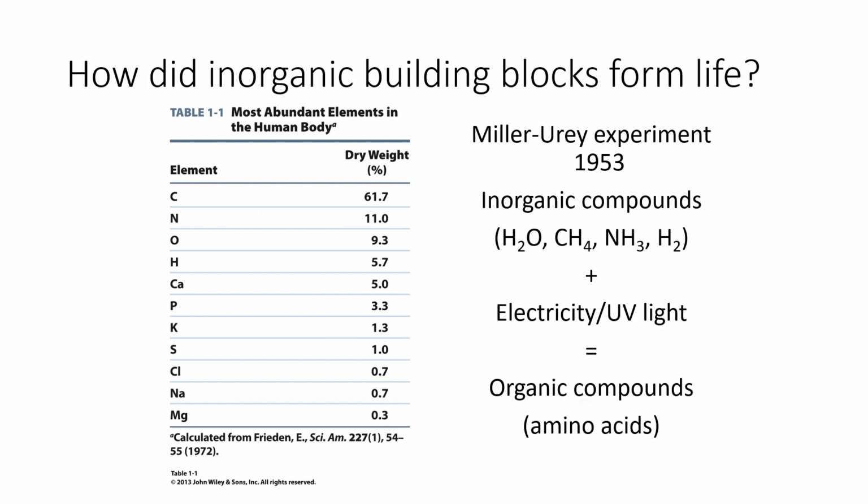So how might these inorganic building blocks that we just discussed have actually come together to form life, which is made of larger organic molecules? To try to figure out how this happened, Miller and Urey did an experiment in 1953. They combined together some of those inorganic compounds that we just discussed, as well as electricity and UV light. Electricity can be easily available in the form of lightning. UV light, of course, is available from the sun. And they found that when they combined those things, they were actually able to form amino acids, which are organic compounds and one of the basic building blocks of life, which we'll talk about soon.